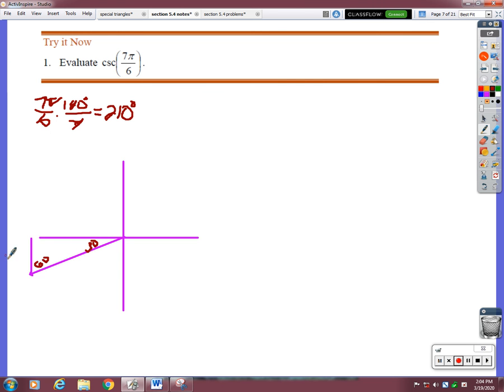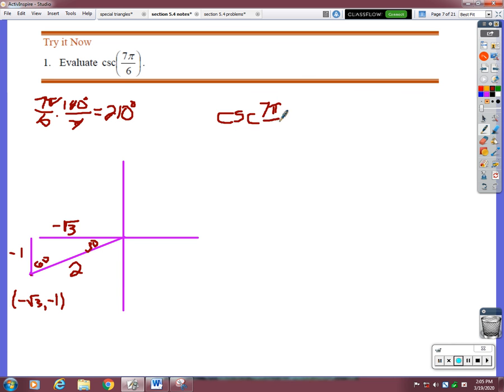The one across from the 30 is 1, but since we're in the 3rd quadrant, that's actually going to be a negative 1. The one across from the 60 is the square root of 3, but again, since we're in the 3rd quadrant, that's going to be a negative square root of 3, and the hypotenuse here is 2. So the coordinates of this point right there, which is what we're worried about, are x coordinate of negative square root of 3, and the y coordinate of negative 1. Okay? So how do we turn that into the answer to the question that we were asked?